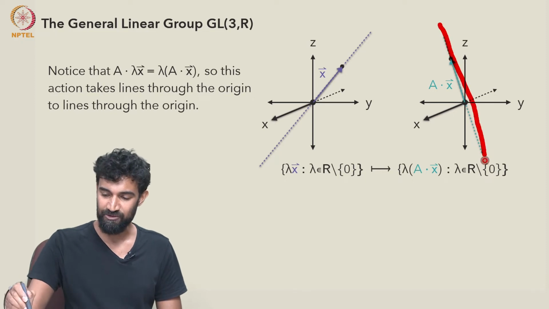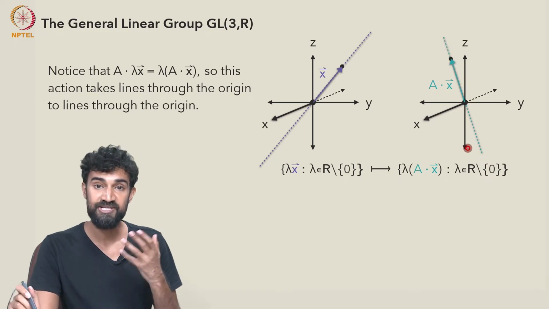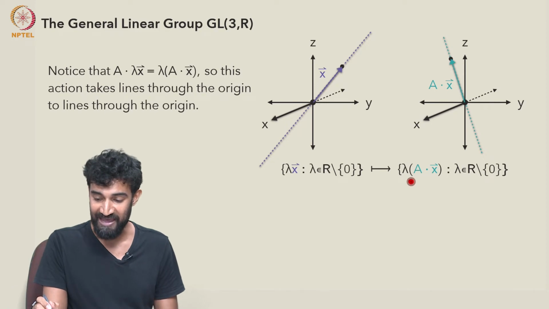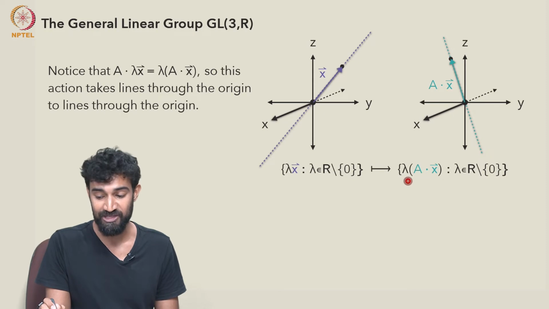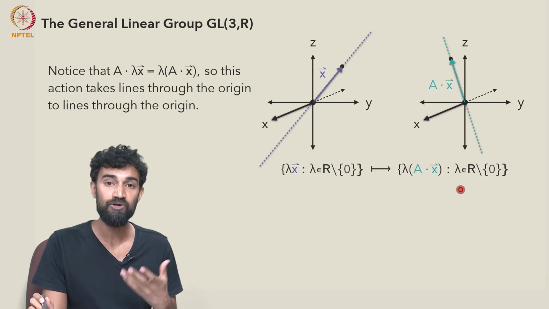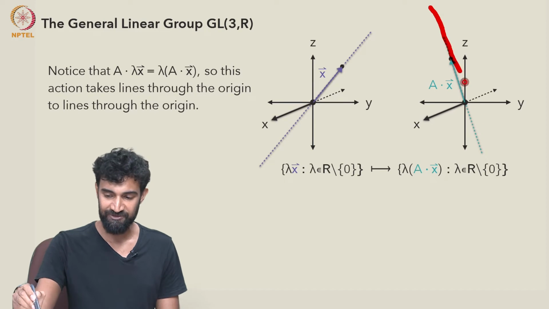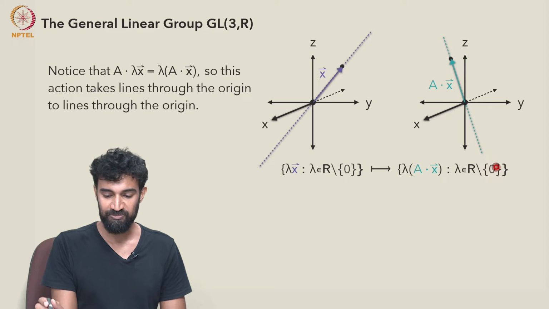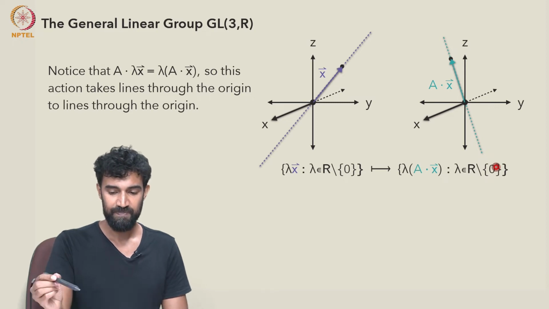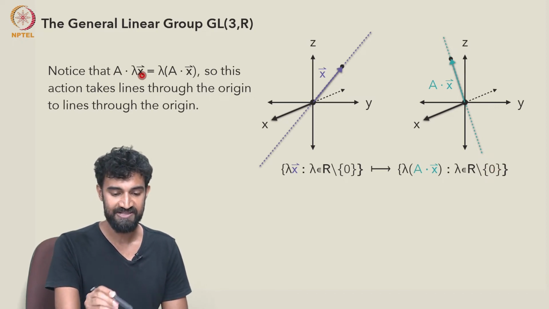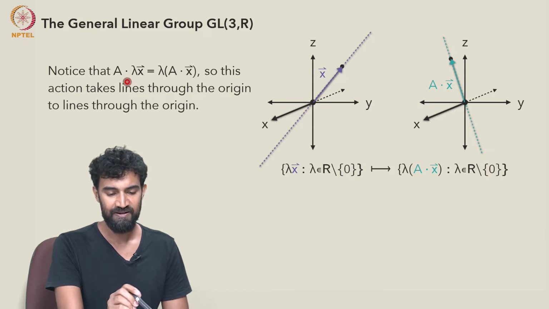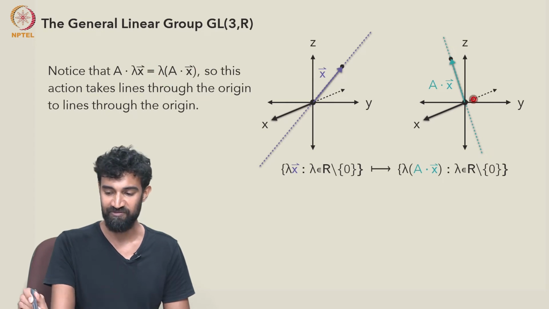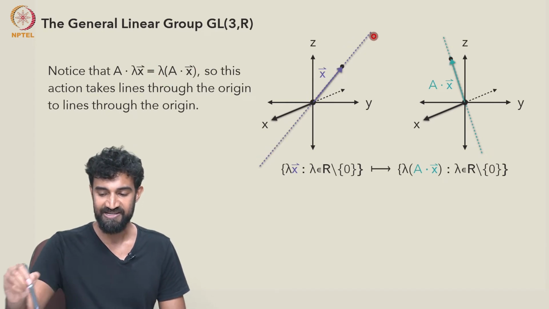And over here we have another line through the origin. It's just the set of scalar multiples of Ax. Ax is this vector, and we can look at all the scalar multiples lambda Ax as lambda ranges over non-zero real numbers. And that gives us a different line through the origin. Under left multiplication by A, since A times lambda x equals lambda Ax, any scalar multiple of x gets taken to some scalar multiple of the vector Ax. So this line is taken to this line.